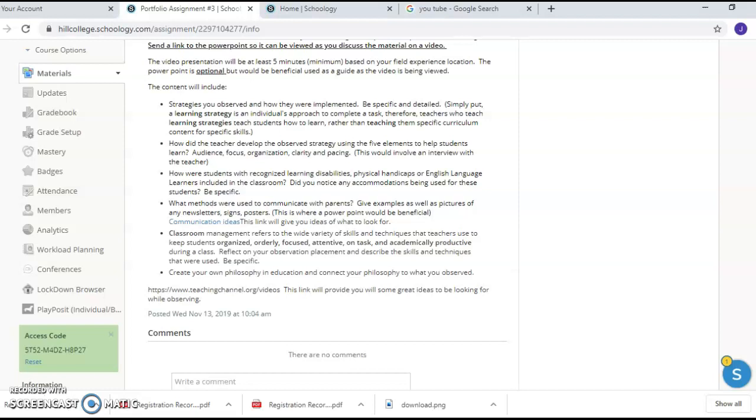And then finally, you need to give me at least a paragraph, 3 to 5 sentences, that you will read or include in your PowerPoint about your own philosophy. So what do you now believe in regards to teaching based on all this information that you observed? Let me know if you have any questions on this assignment.